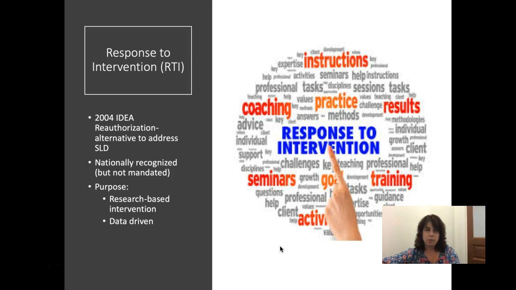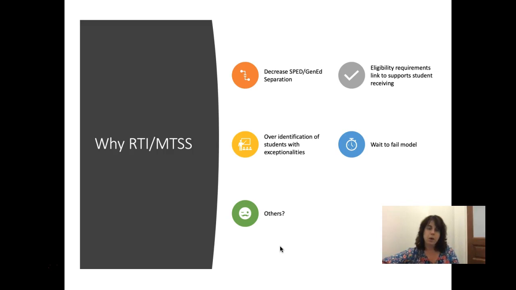So response to intervention, RTI, is an alternative to address specific learning disabilities. It's nationally recognized, but it's not mandated. It's research-based and data-driven. The hope is to decrease special education and general education separation. So try to keep the students in the general education setting and provide interventions in that setting. The goal is to protect against over-identification of students with exceptionalities. It's trying to avoid that wait-to-fail model.